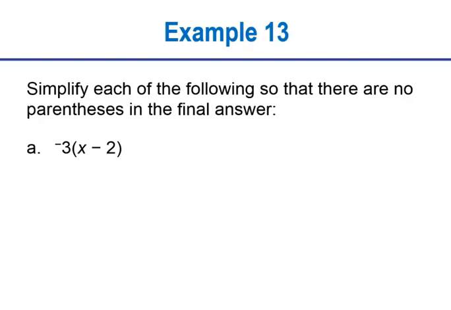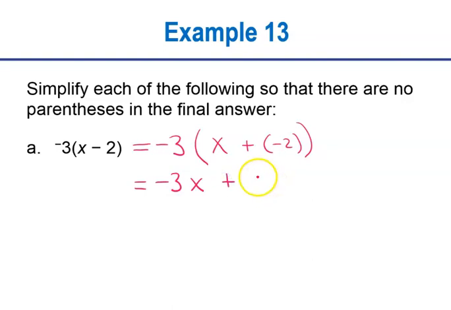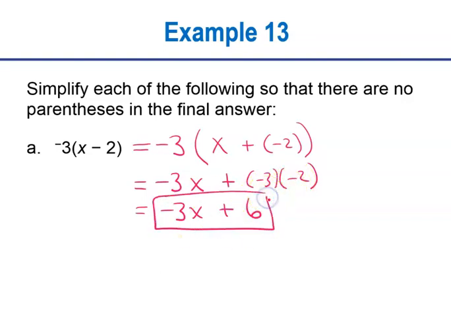What I'm going to do first is do like we did in the last section. We have negative 3, and I'm going to change my subtraction to addition, and then change the sign of the next number by using the definition of subtraction, and then distribute over addition. So it'd be negative 3 times x, and then plus, then we have negative 3 times negative 2. And then when I simplify that, that's negative 3x, and that's going to be plus negative 3 times negative 2 is 6. And that's completely simplified.